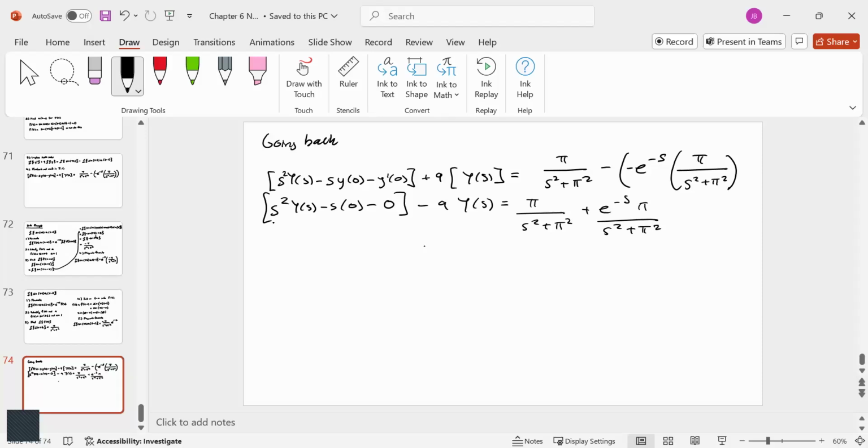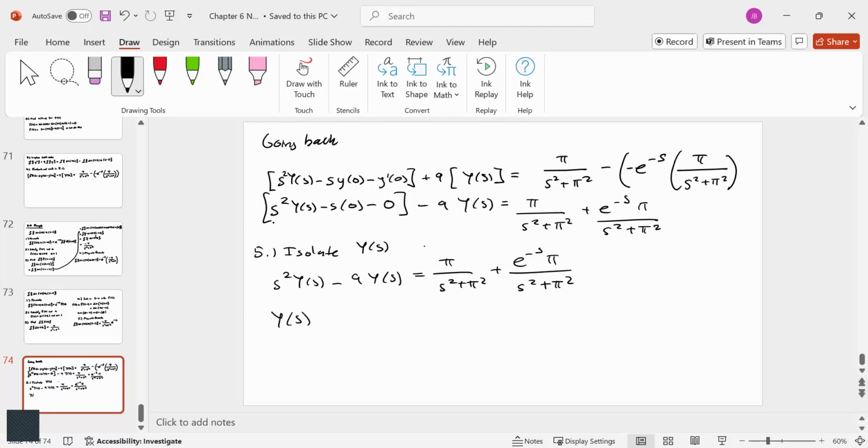And step number 5 is to isolate y of s. And so we get s squared y of s minus 9y of s equal to pi times s squared plus pi squared. And I could combine these into one term, but I'll just wait. And then I can factor out the y of s. And then now I'll combine them into one. And then we get our final answer.